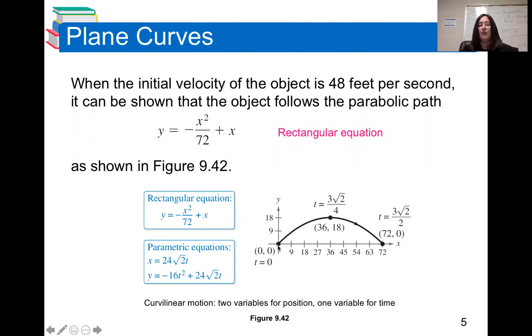Parametric equations are talking about what's happening over time. So if you look here at time 0, we're at the origin. Whereas over here at time 3 square root of 2 over 4, we're located at (36, 18). And at 3 square root of 2 over 2, we're at 72. So we're rewriting these equations in terms of t.